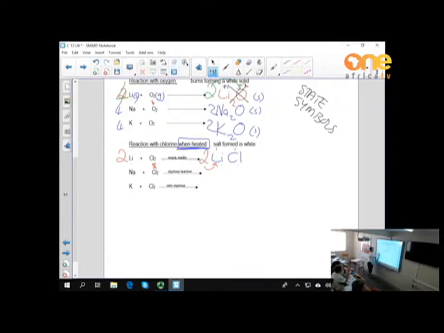Include state symbols. Once again, we said all the metals are solids. How do I know they're solids? Yes, they are all metals. All the elements on the periodic table are solids except mercury and bromine, which are liquids, and hydrogen, nitrogen, oxygen, fluorine, chlorine, and the noble gases. They are gases. Okay, so they are solids. You don't have to guess, you should know. Chlorine is going to be a gas, yes. And the product that is formed is going to be a solid. Here the product is sodium chloride. Do you understand?